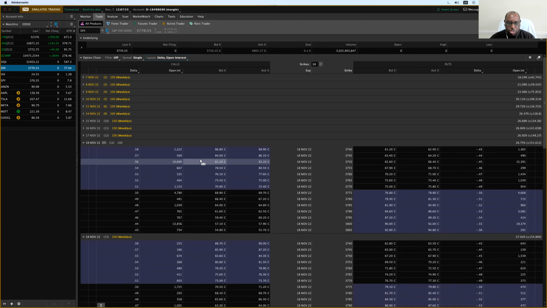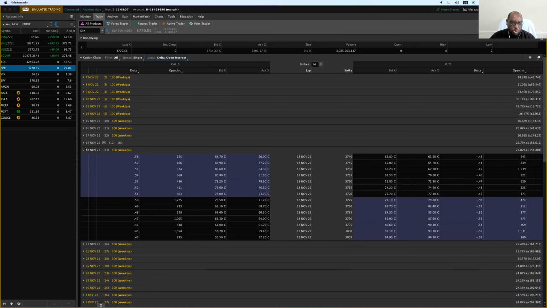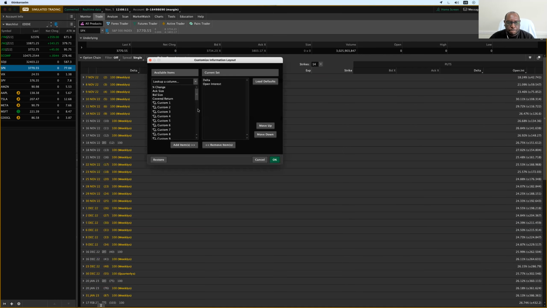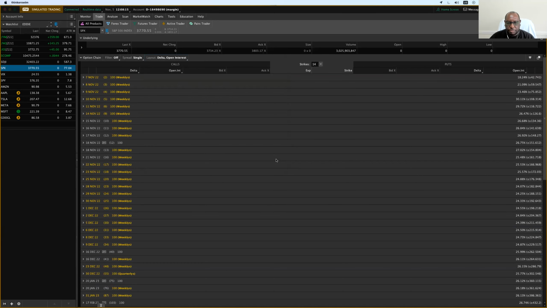They might even be a little cheaper. I'm seeing that the 3750 here is selling for 81.20, and the 3750 is selling for also 83.60 on the regular expiration. But that's no reason to trade this morning. Stay away from the morning expirations. Okay. Customize these. I don't need open interests. Okay, let's move right along.